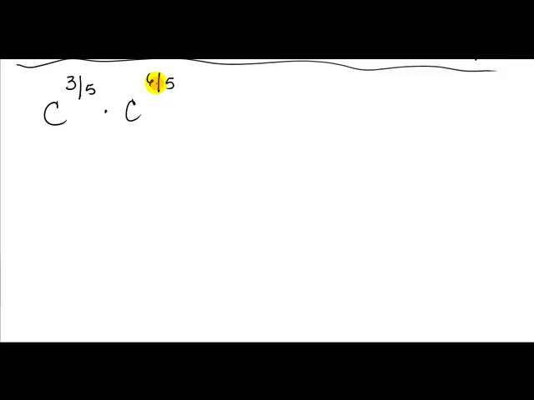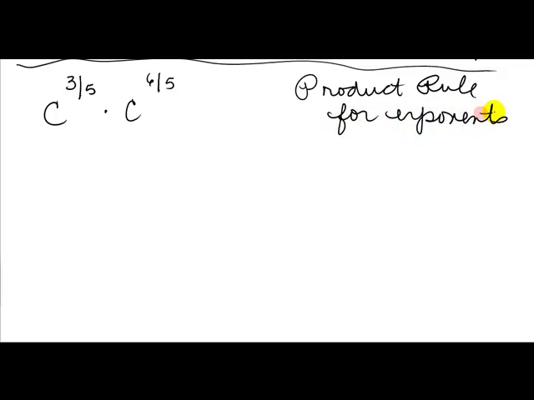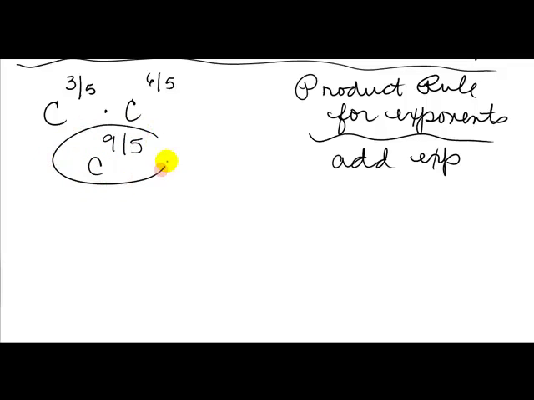With this problem, we are multiplying, and so that's the product rule for exponents. The product rule for exponents tells us to add the exponents. We're adding fractions, so what you need here is a common denominator, which we already have. So when I add those, I get c to the 9/5. This is my answer in rational form.